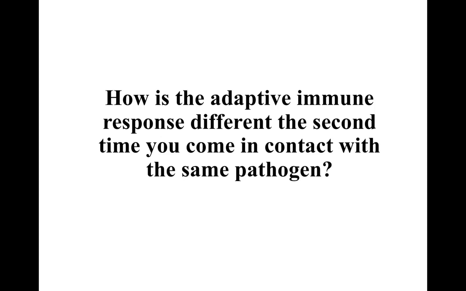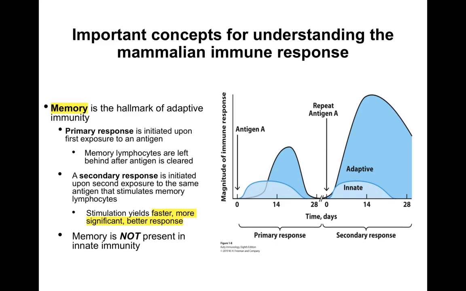How is the adaptive immune response different the second time you come in contact with the same pathogen? A few things to highlight that are different. You do have a memory response. The adaptive immune response has memory because there are memory cells that are generated when a B cell or a T cell is activated. And they will circulate through the vasculature and the lymph nodes and the lymphatics to be ready if they come in contact with that same pathogen a second time.